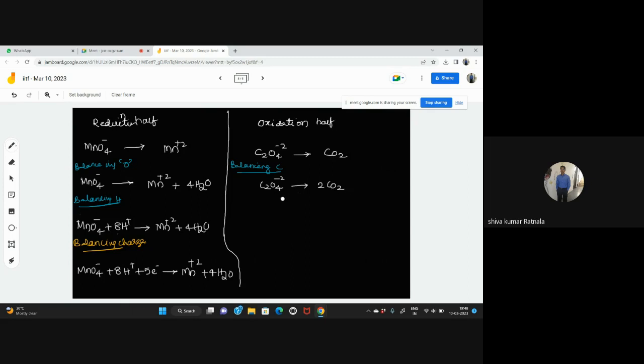2CO2 balanced, no? And next what we need to do, charge balance, no? So C2O4 2- gives rise to 2CO2 plus 2 electrons here. See, both sides charge is the same, no? Now we need to equalize the number of electrons.